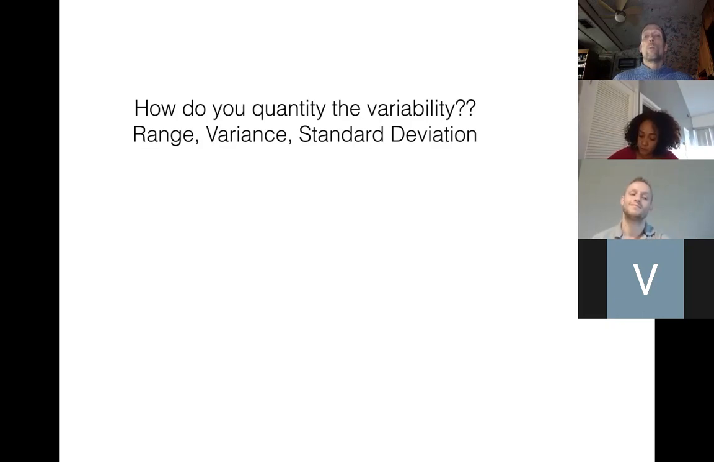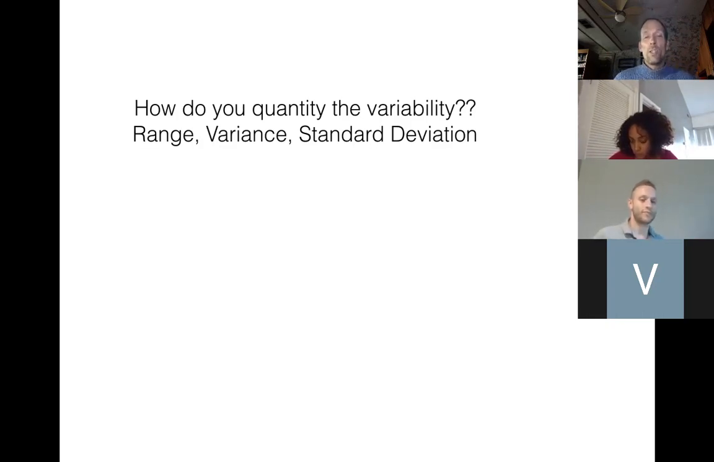So when we start to think about how we could end up quantifying risk or variability as we're looking at it, how would you do that? And we have three different ways: the range, the variance, and the standard deviation. We're going to learn how to calculate all three, and then we're going to learn, well, why do we need all three? How come just one isn't enough?